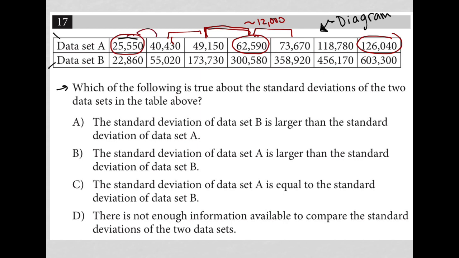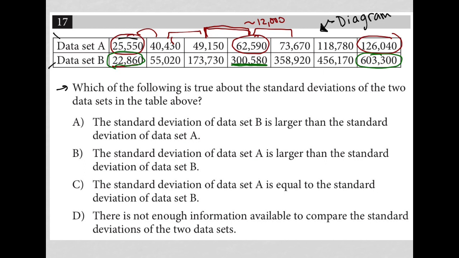Now for data set B, our lowest is 22,860 and our highest is 603. That's a very big difference, right? And our middle value here is this 300 value. So that's a very big difference. So the spread on data set B is larger than the spread of data set A, which tells me that the standard deviation for data set B is larger than the standard deviation for data set A.